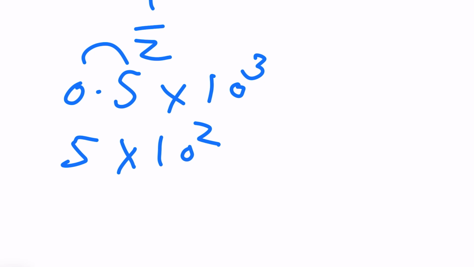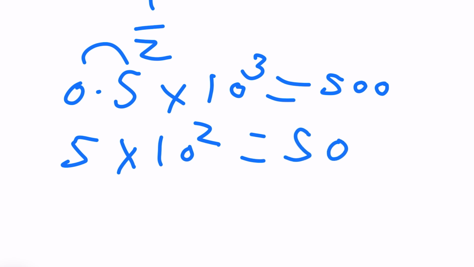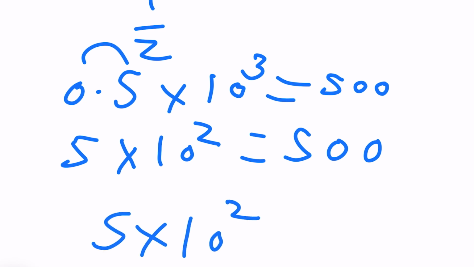A good way to check it is by multiplying them out and putting them back into ordinary numbers. If we multiply it by 10 once, we'd get 5, and then 10 twice, 10 3 times, we'd get 500. And then we can check this. Is this right as well? Well, 5 multiplied by 10 once is 50, 10 again is 500. So yes, I recommend double checking that you've done it right by multiplying it out. So the final answer would be 5 multiplied by 10 to the 2.